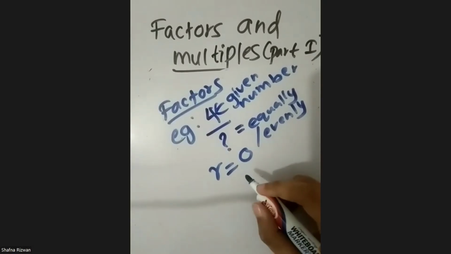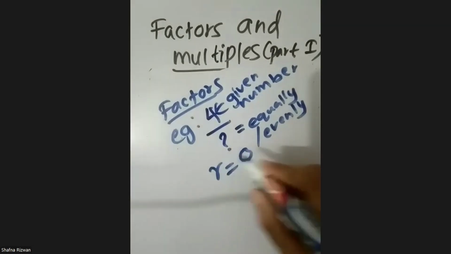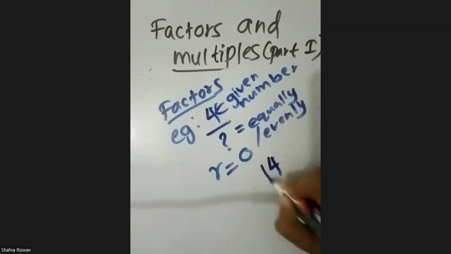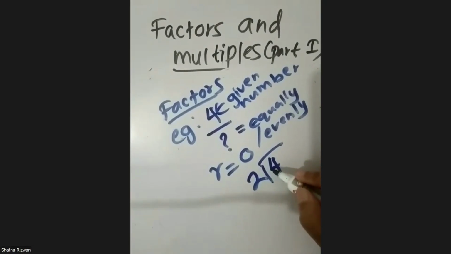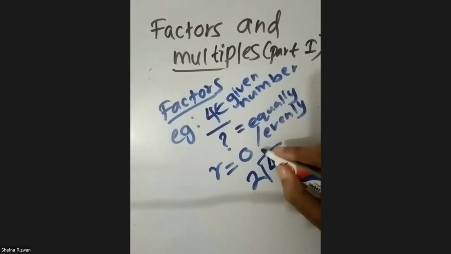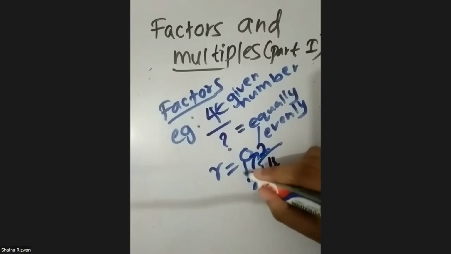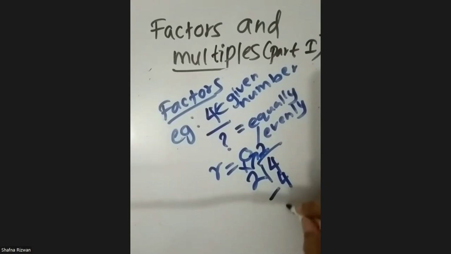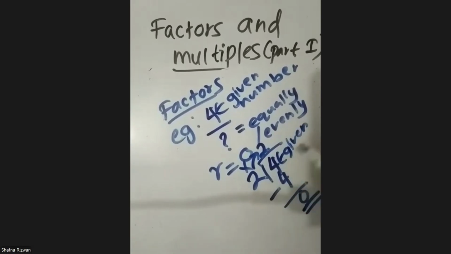If I'm taking this 4 and dividing it by, let's say, 2, we have to see how many 2s we have inside 4. That is 2, right? So 2 multiplied by 2 is equal to 4. And 4 minus 4 is equal to 0. So when I divide this given number 4 by 2, I am getting a remainder of 0.